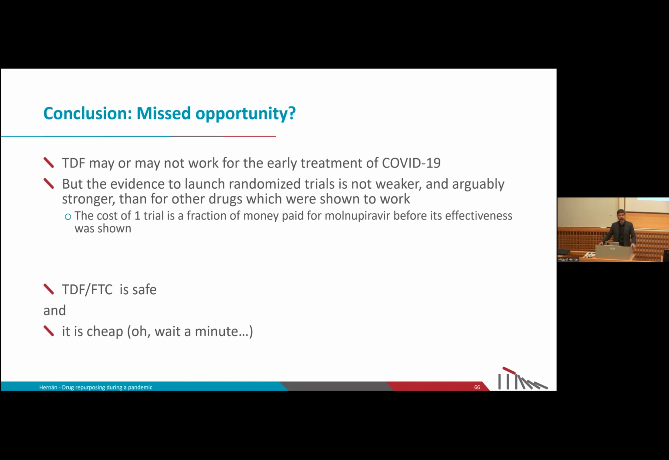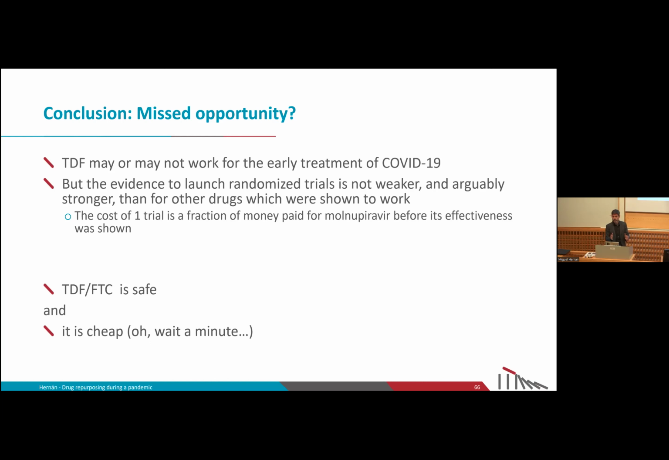And just to be clear, I'm not saying that TDF works. It may or may not work for COVID-19. We don't know for sure. What we know is that the evidence to launch randomized trials of tenofovir is not weaker than the evidence to launch trials of other drugs. In fact, I would argue it's stronger because we have a lot of human data that we didn't have for the others.